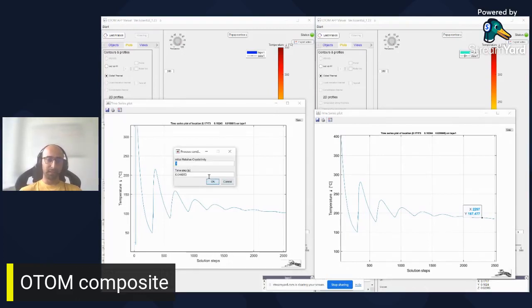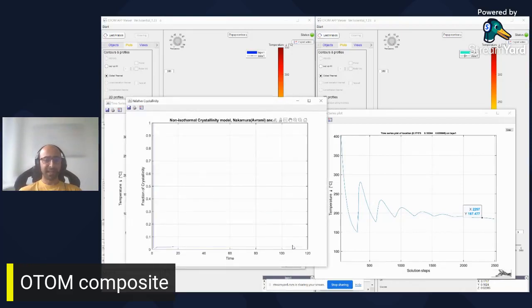And how about the crystallinity? If we assume that the initial crystallinity is 1, like a fully crystalline material, we got the melting, and again we ended up very close to 0, 0.02.